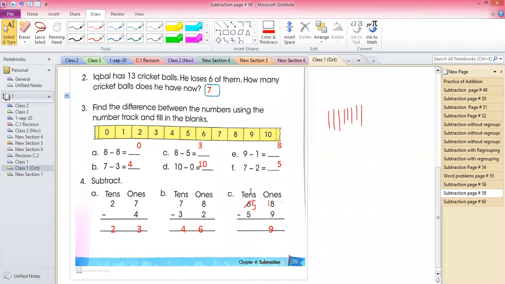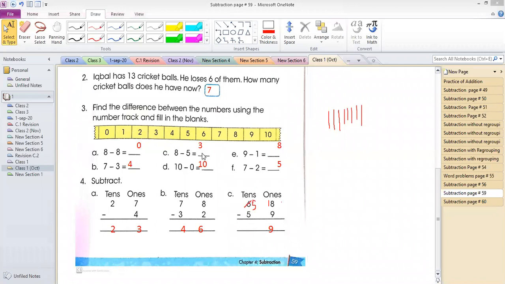Come to the tens now. It is now 5, and it is 5. 5 tens minus 5 tens equals 0 tens, no need to write. Okay? Any problem? Yes, guys, any problem? No. Okay.